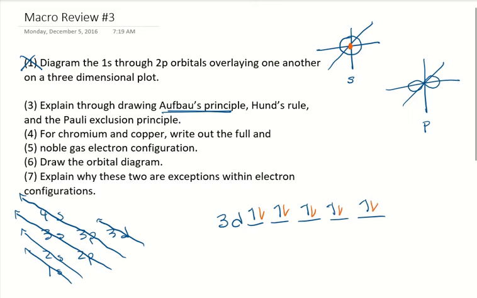Do you always do the top arrow first? Yep, always do spin up first and then followed up by spin down. Pauli exclusion principle simply states that electrons in the same orbital have opposing spins. That's why we represent them with a spin up arrow and a spin down arrow. Right? Spin up electron, spin down electron. That's Pauli exclusion principle. Alright, that's number 3.